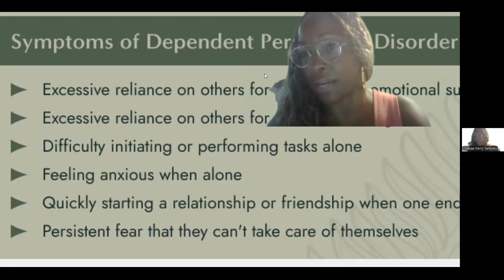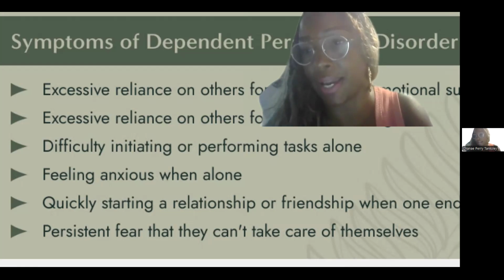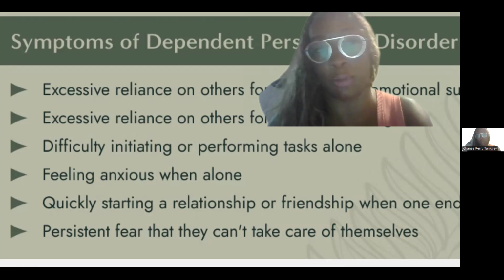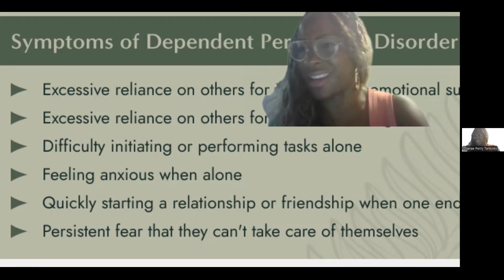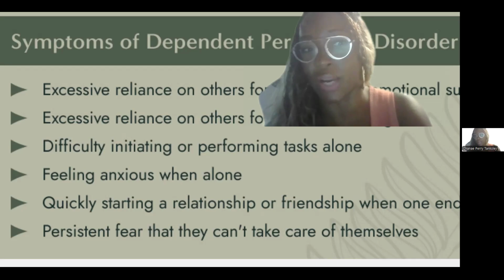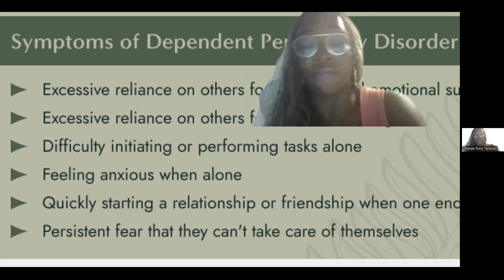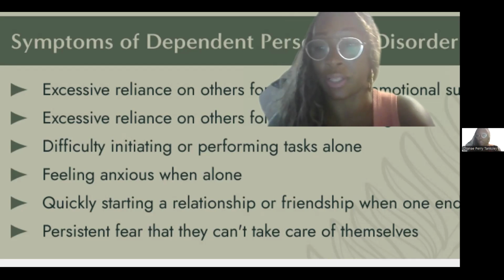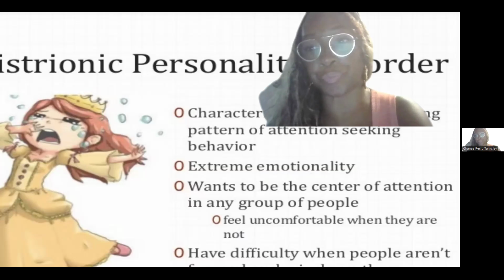We'll review some of the diagnoses. Dependent personality disorder. This is someone who is excessively reliant on others for physical and emotional support. You rely on others for decision making. You feel like, I can't do this by myself. I need someone with me. When you don't, you feel anxious. You have fear that you cannot take care of yourself. You tend to go from one relationship to another. Those are signs of someone with dependent personality disorder.